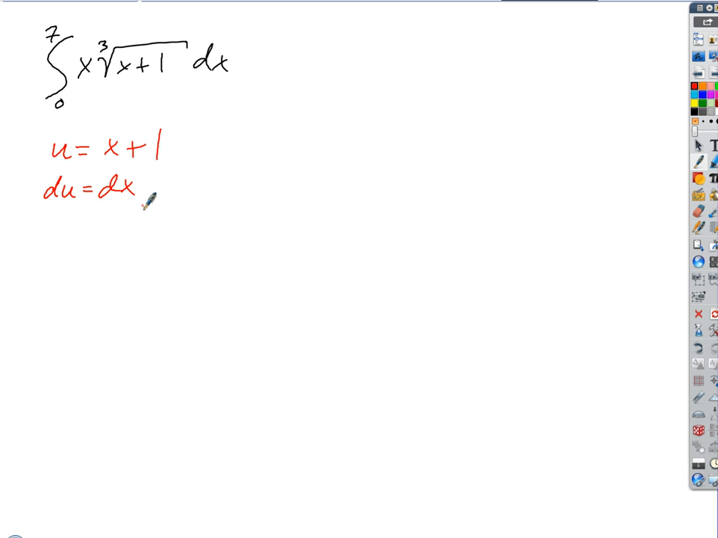But the way we think about it is, if u equals x plus 1, differentiating both sides, the derivative of u is du, the derivative of x is dx, and the derivative of 1 is 0. What if that had been x squared? Then we would have had 2x dx. We do this so we can determine what we've substituted for: this becomes a u, and dx equals du.